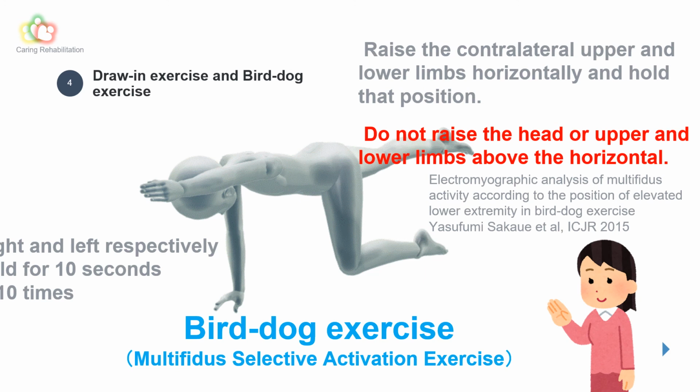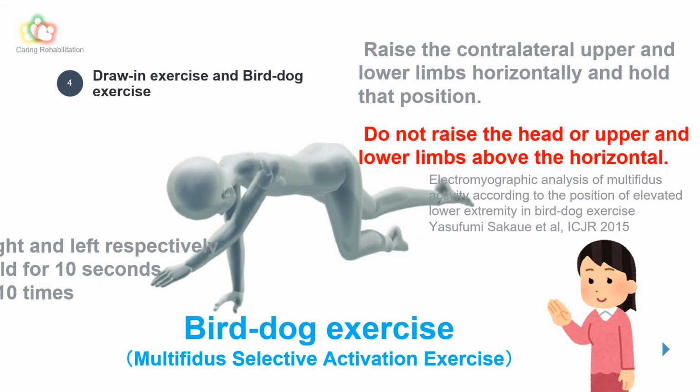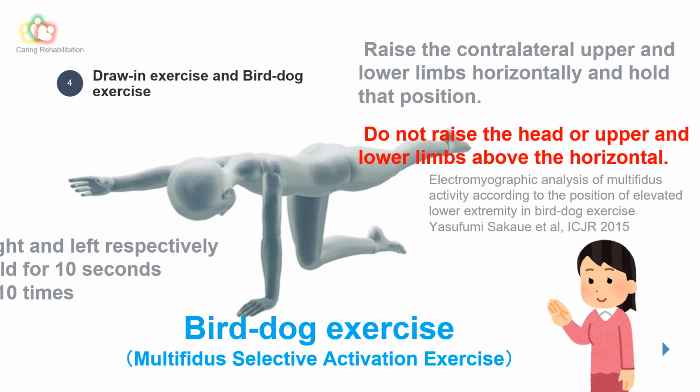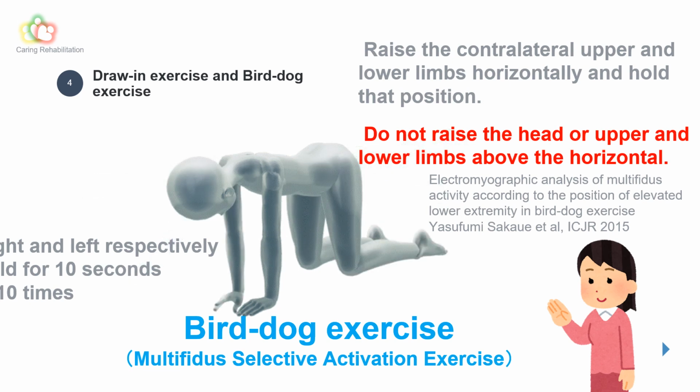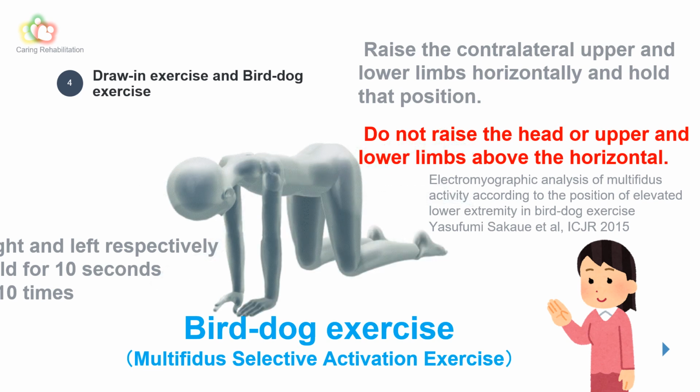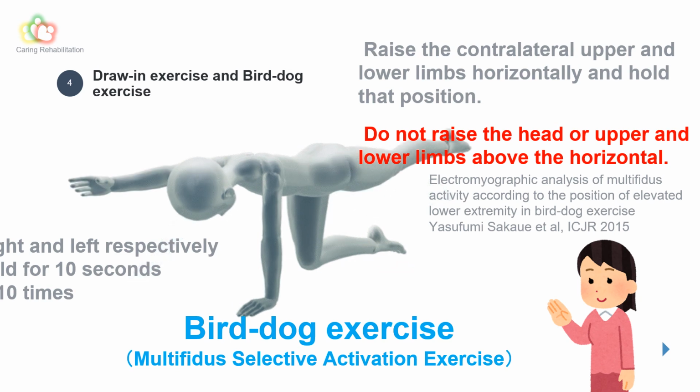The basic limb position for the bird dog exercise is also on all fours. From this position, the contralateral upper and lower limbs are raised horizontally and held in that position. To be more specific, raise your right upper limb and left lower limb horizontally and hold them in that position for 10 seconds. Next, return to the basic limb position. Raise the opposite shoulder horizontally and hold for 10 seconds. The goal is to be able to do this 10 times. Be careful not to bend over or raise your head or upper and lower limbs above the horizontal. This causes the global muscles to work harder.